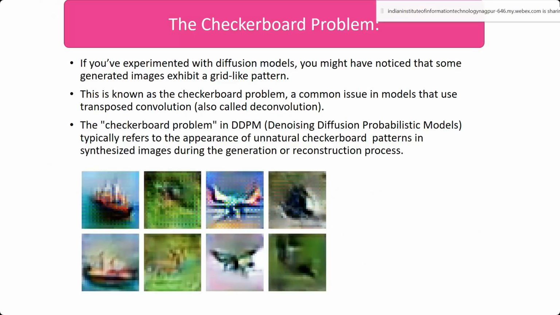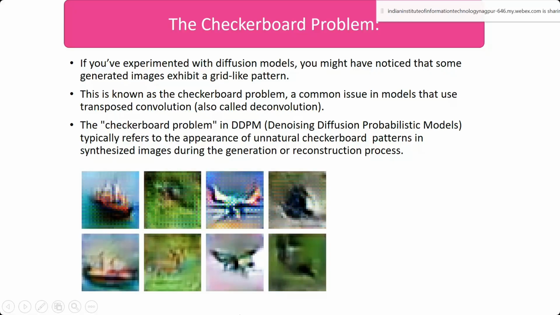If you try to generate images, previously in GANs there was a problem of mode collapse, where it frequently generates a single category of image. To avoid that problem, we came up with the DDPM architecture. But again, in the DDPM architecture, because of max pooling, batch normalization, and not properly performing the transpose convolution operation, there is a problem called the checkerboard problem.